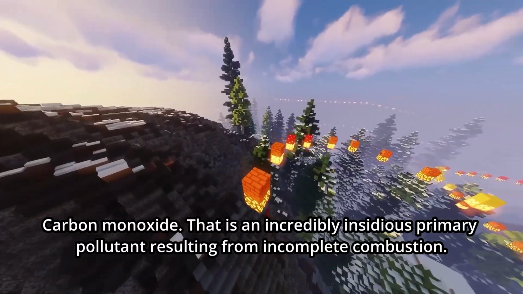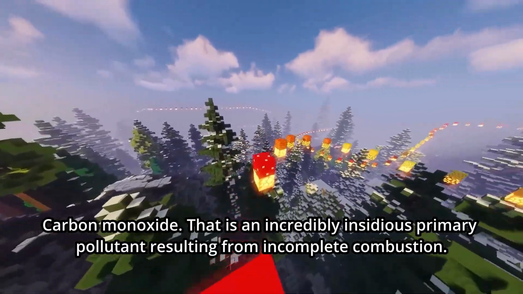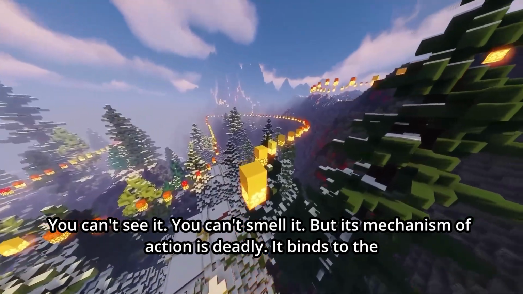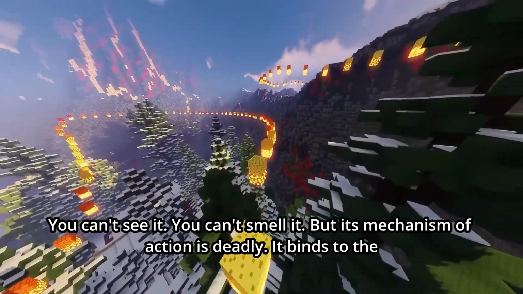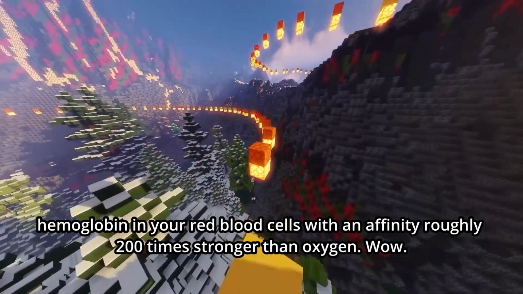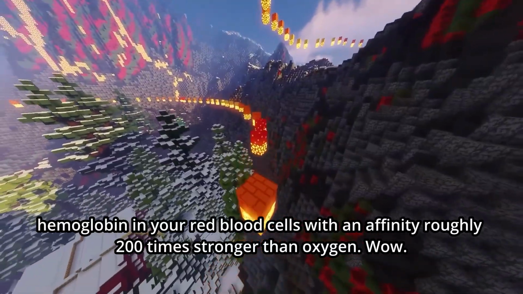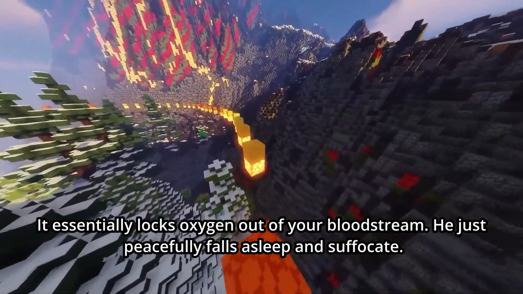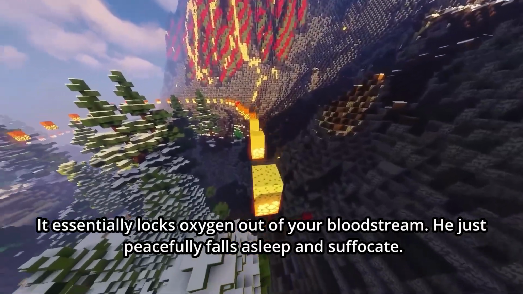Carbon monoxide. That is an incredibly insidious primary pollutant resulting from incomplete combustion. You can't see it, you can't smell it, but its mechanism of action is deadly. It binds to the hemoglobin in your red blood cells with an affinity roughly 200 times stronger than oxygen. Wow. It essentially locks oxygen out of your bloodstream. You just peacefully fall asleep and suffocate.